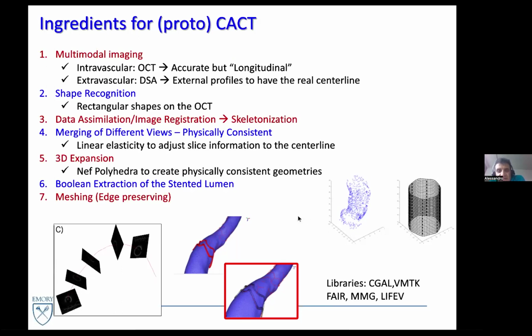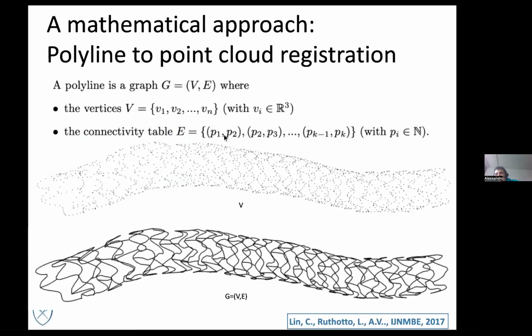So let me say something about this process, in particular the one that you may be more interested in as a mathematician: the identification of the structure each point belongs to. And this is basically an image registration, but the novelty, if you want, of the tricky part here is that we want to start with a cloud of points and we want to end up in a polyline. Okay, so the registration is from a number of points into a set of lines with vertices and a connectivity table.